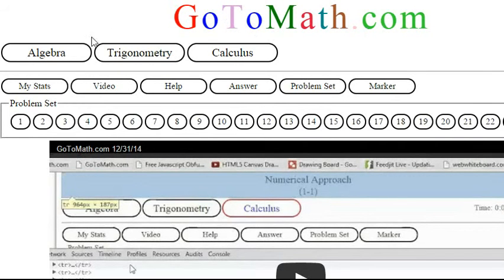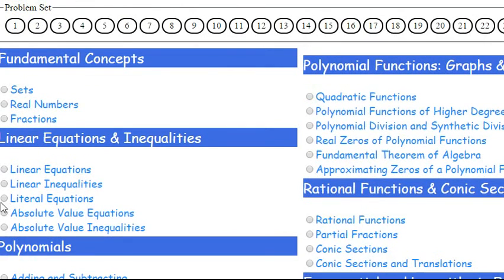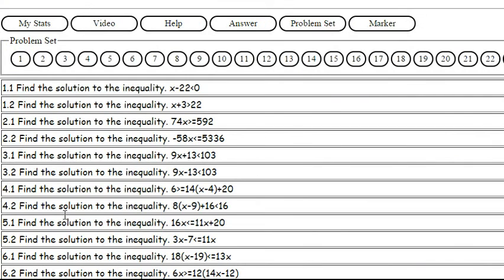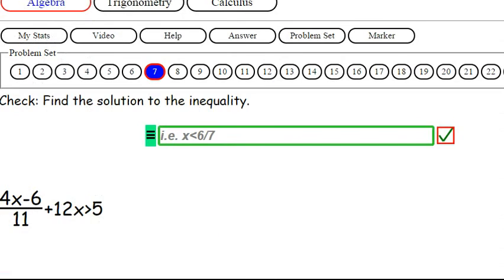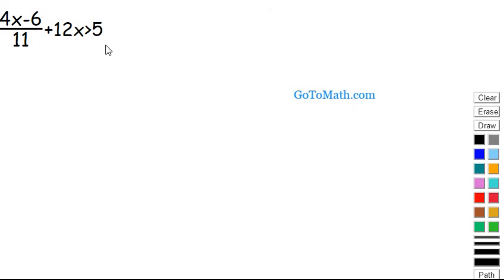Alright, we're over here at GoToMath.com. Click on the Algebra. Literal inequalities, 7.1, 7.2. I think that's what we need to be looking at. Looks a lot like the last problem. Maybe not. Alright. Well, actually it does, I think.